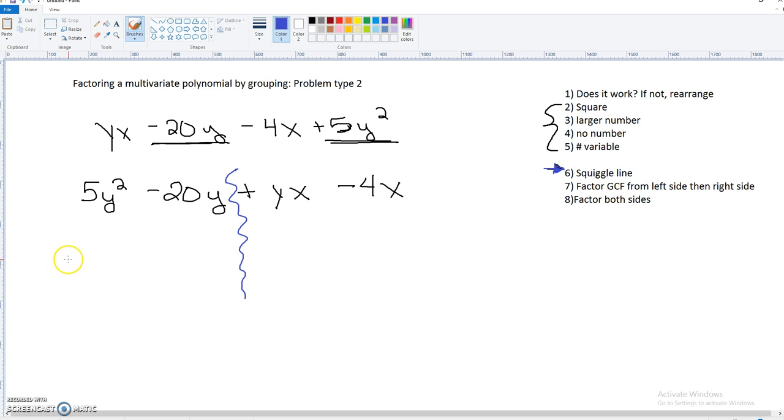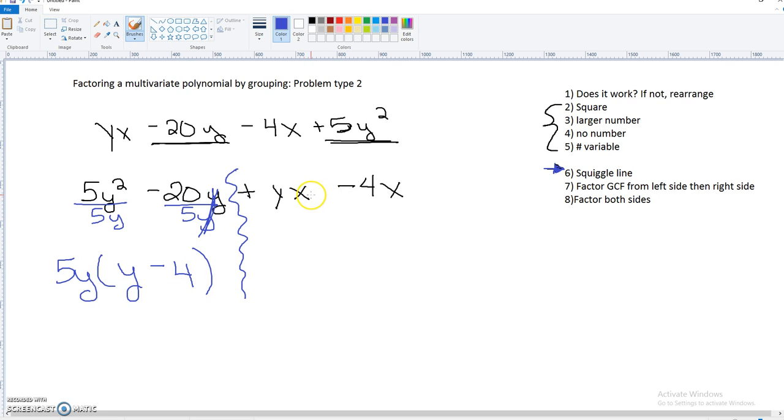On the left side, what can we take out? Well, we can take a 5y out. So divide 5y, divide 5y. 5 divided by 5 is 1. y squared divided by y is y. Negative 20 divided by 5 is negative 4. Our y's cancel.